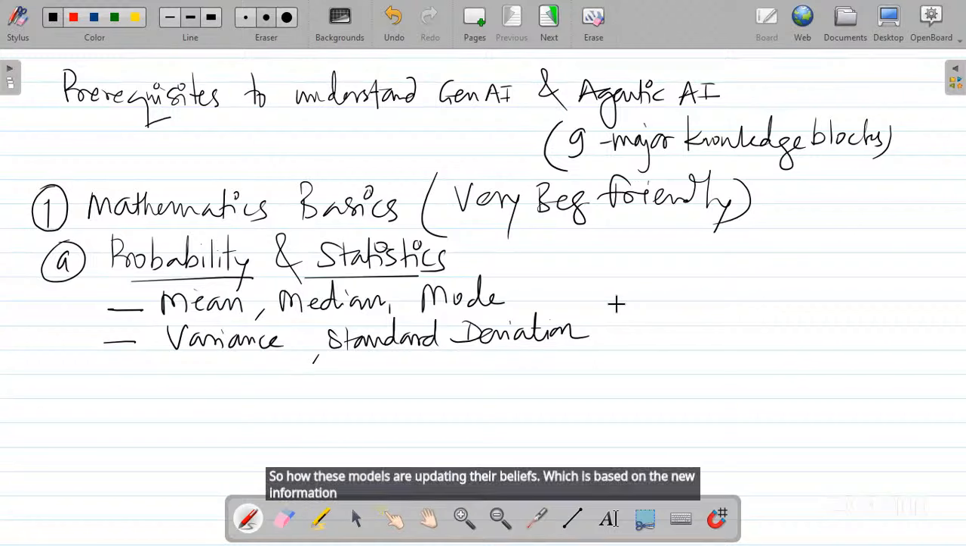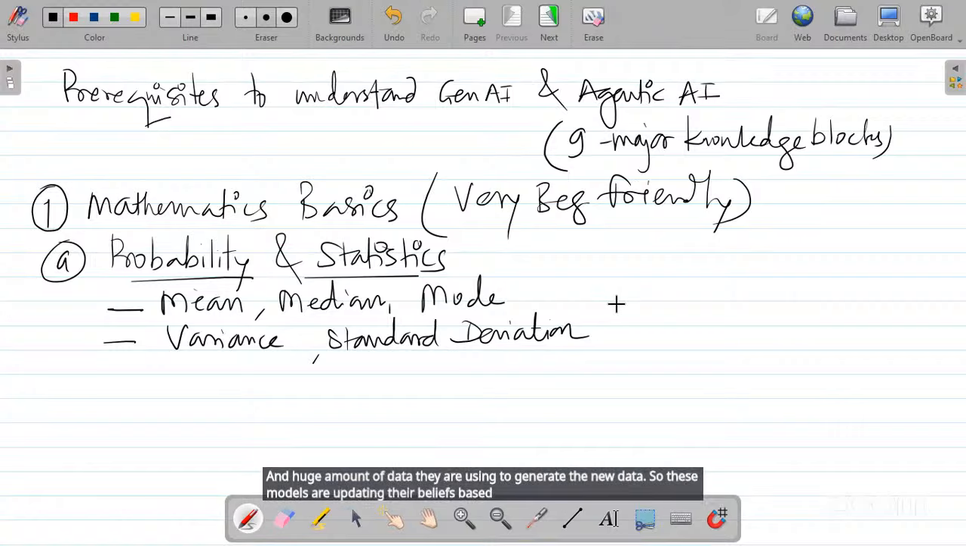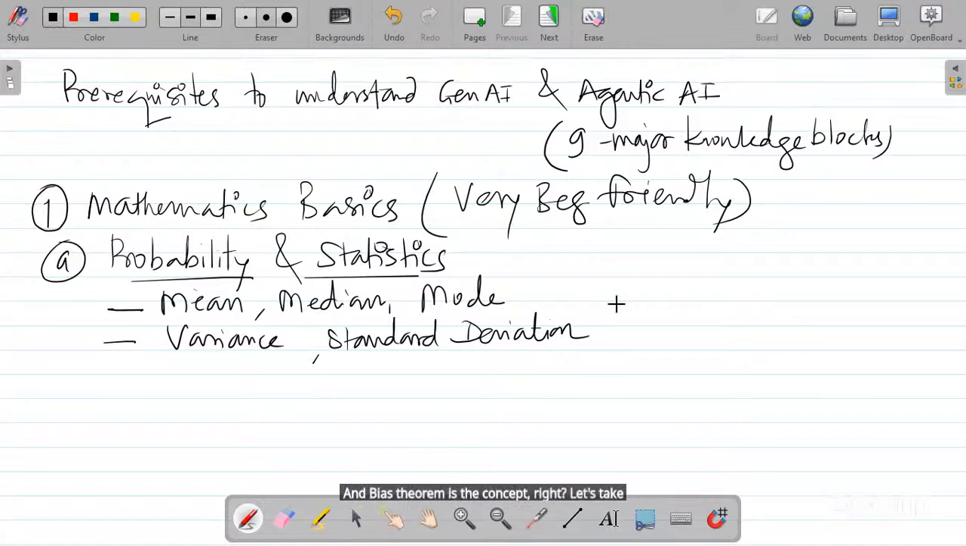Now we know that they are updating their information on a regular basis, and they are using a huge amount of data to generate the new data. So these models are updating their beliefs based on this new information, where they are using conditional probability, and Bayes theorem is the concept, right? Let's take a simple example to understand this.